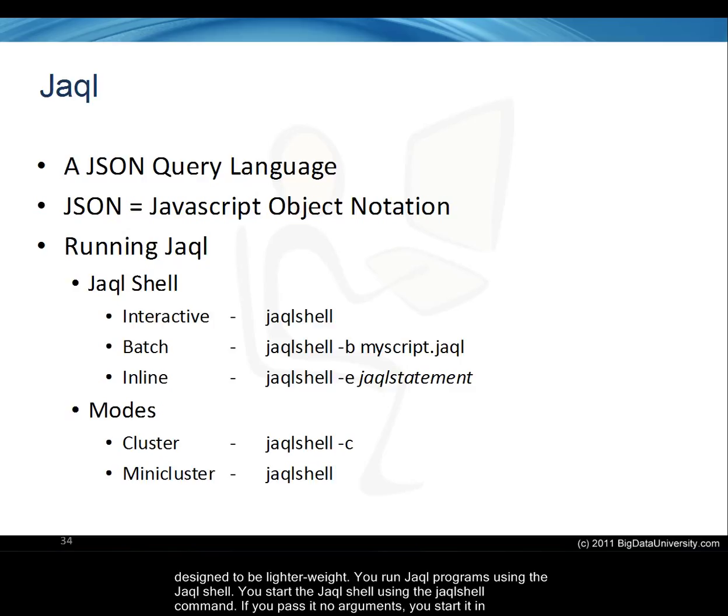You start the Jackal shell using the Jackal shell command. If you pass it no arguments, you start it in interactive mode. If you pass the -b argument and the path to the file, you will execute the contents of that file as a Jackal script. Finally, if you pass the -e argument, the Jackal shell will execute the Jackal statement that follows the -e.